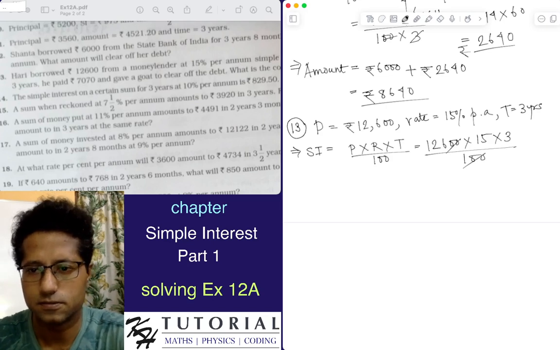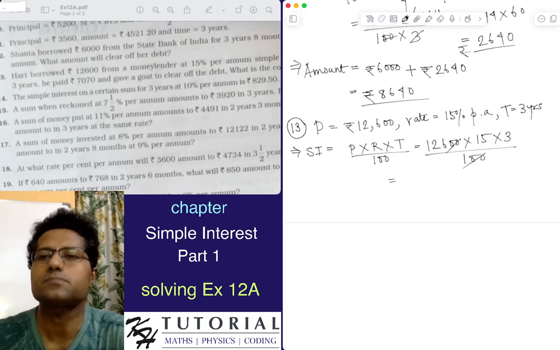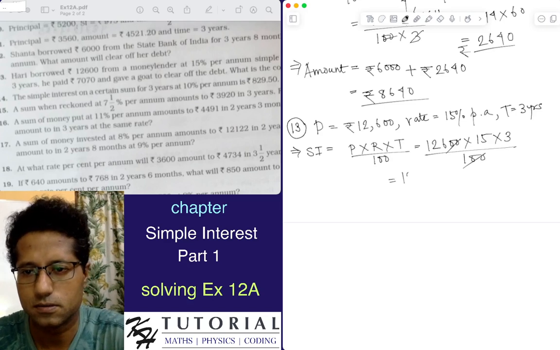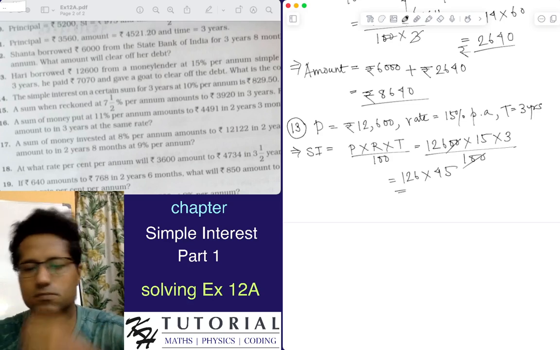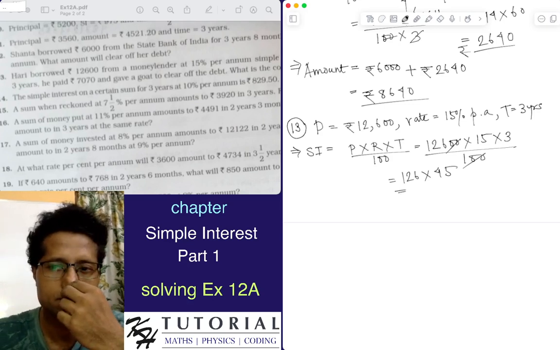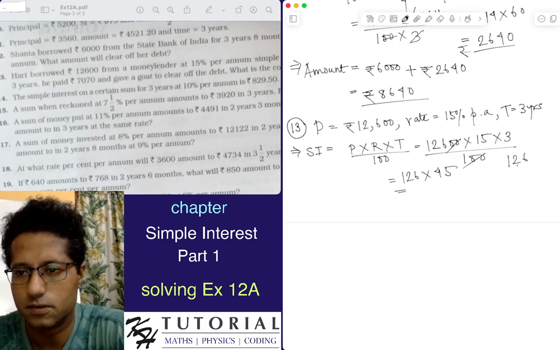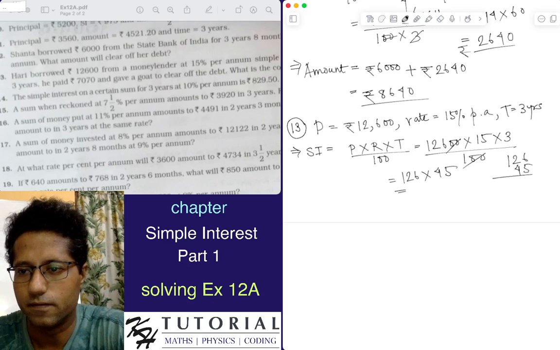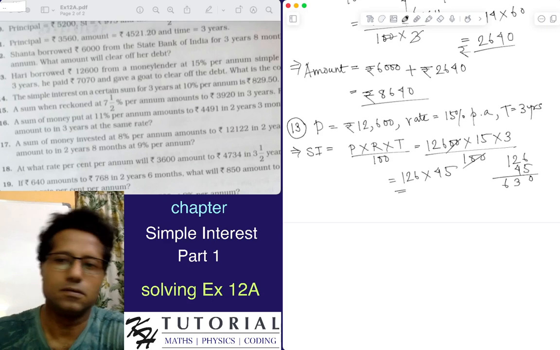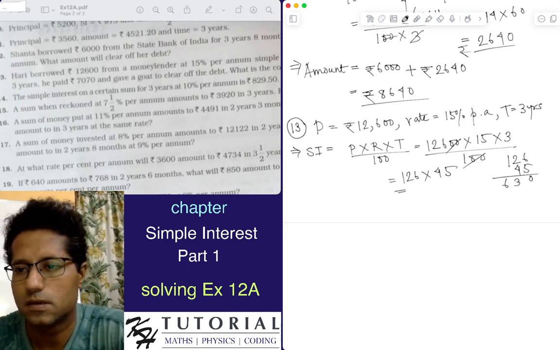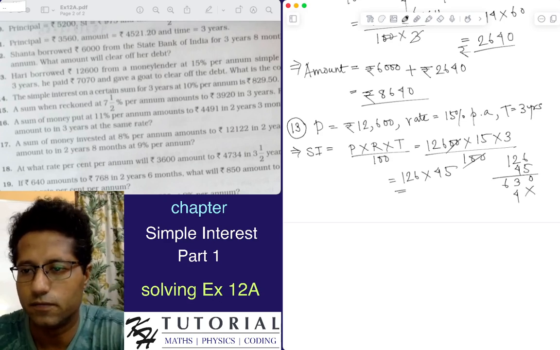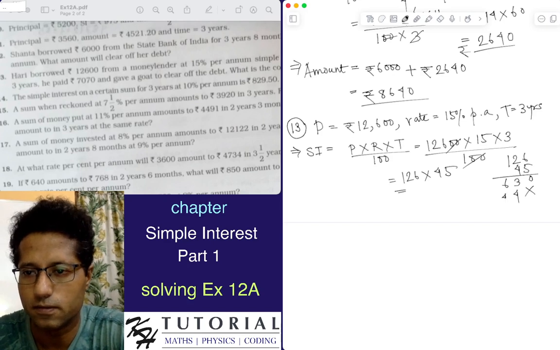0, 0 cancels. Now this is 126 multiplied by 45. 126 multiplied by 45. How much is 126 multiplied by 45? 36. And this is 24, 14, 5.